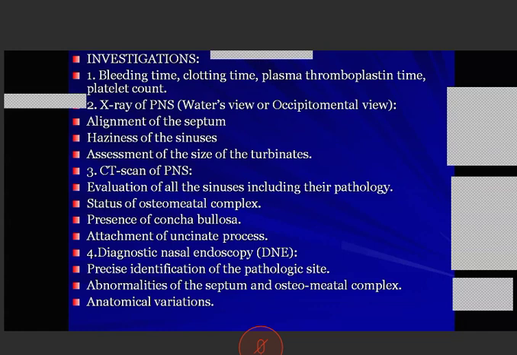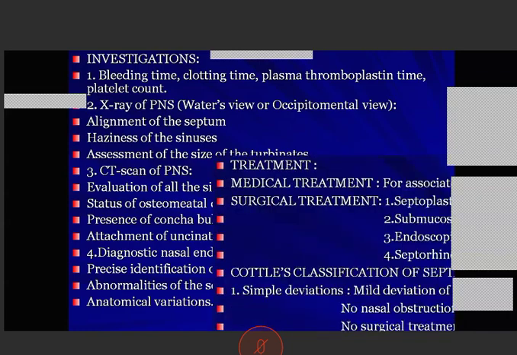Someone, please take care. So a precise identification of a pathologic site you can make out in a CT PNS, in abnormalities of the septum and osteomeatal complex, and anatomical variations. All these you can diagnose by doing the diagnostic nasal endoscopy.